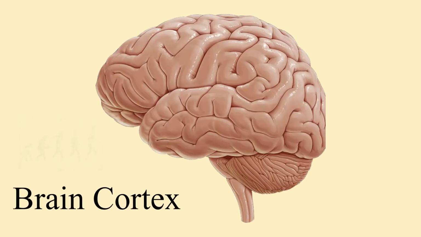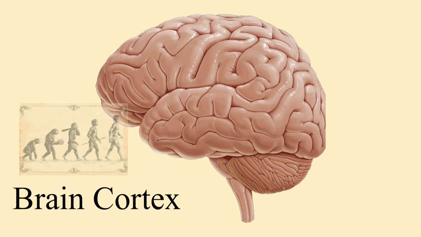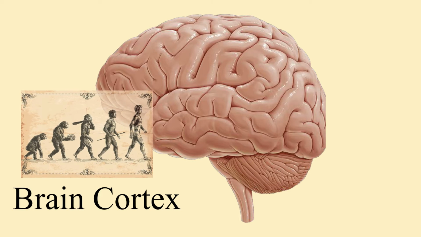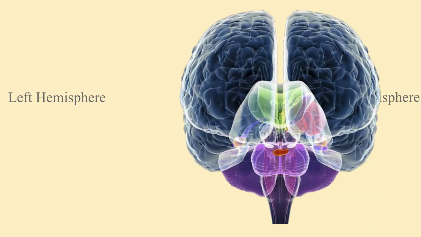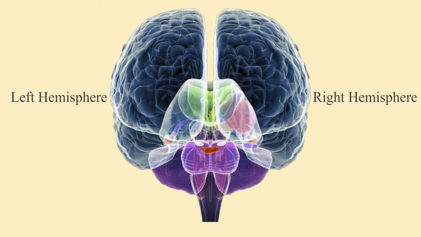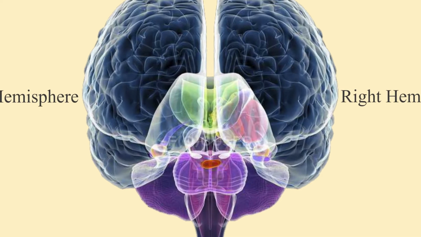Brain cortex is the cornerstone of human evolution. It includes more neurons than any other brain part and allows human beings to be differentiated from other species. The brain cortex consists of two parts, the left and right hemispheres, and they are connected to each other through a giant fiber bundle called corpus callosum.